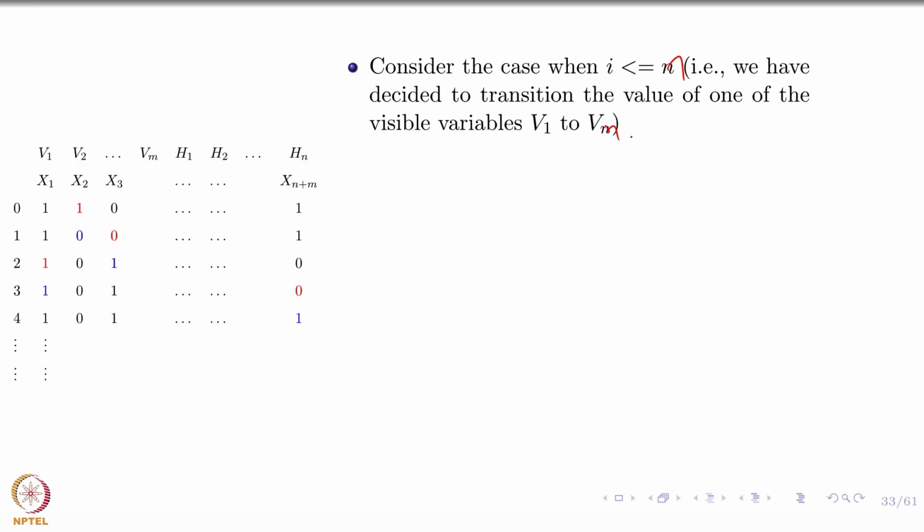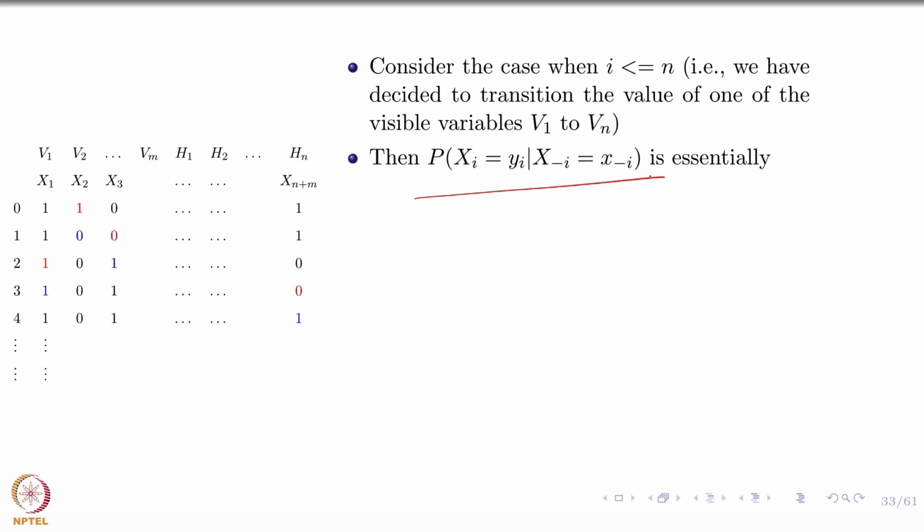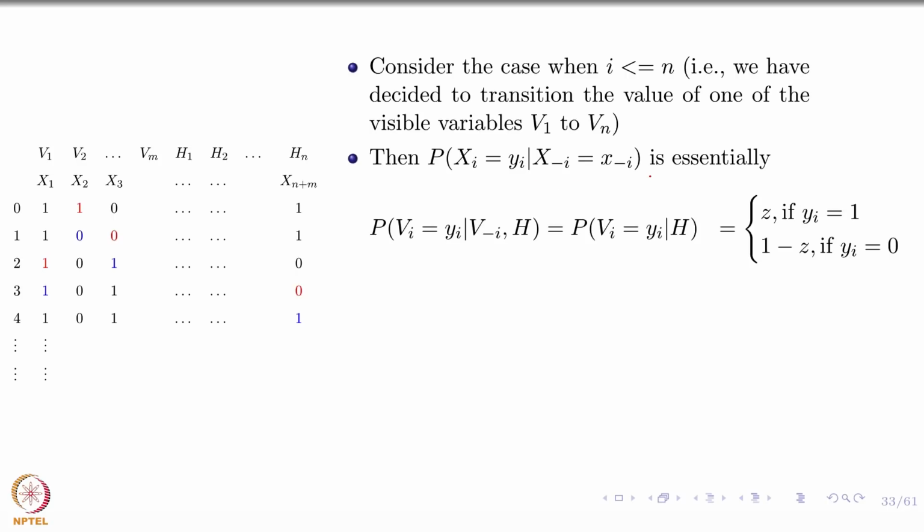Okay, n and m we have confused throughout, right? So it's one of the visible variables. Okay, let's just focus on that. So if i is less than or equal to m, that means I have decided to change one of the visible random variables. If I have done that, then this is the probability that I'm interested in, which is the same as saying: what is the probability that the ith visible variable takes on a certain value given the remaining visible variables and the remaining hidden variables?